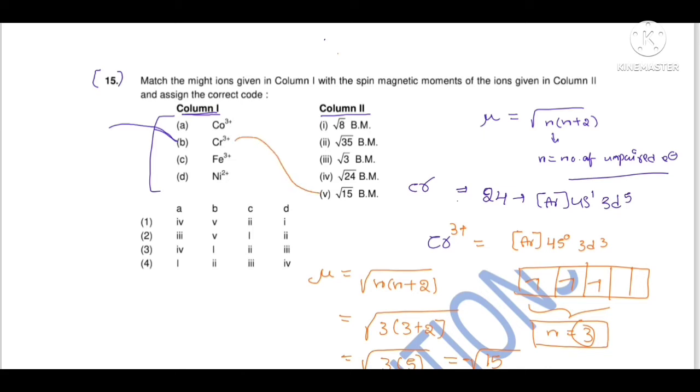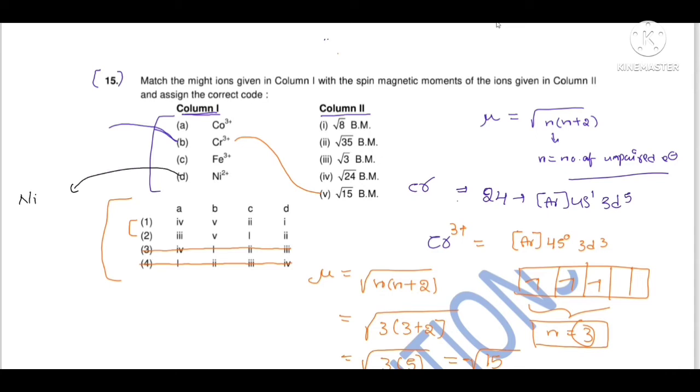Now let us verify the given options. Here B matches with 5. Here in option 4, B matches with 2. That's why option 4 is eliminated. Here in option 3, B matches with 1. That's why option 3 is also eliminated. In option 1 and 2, B matches with 5. Now let us verify the spin-only magnetic moment of another ion.